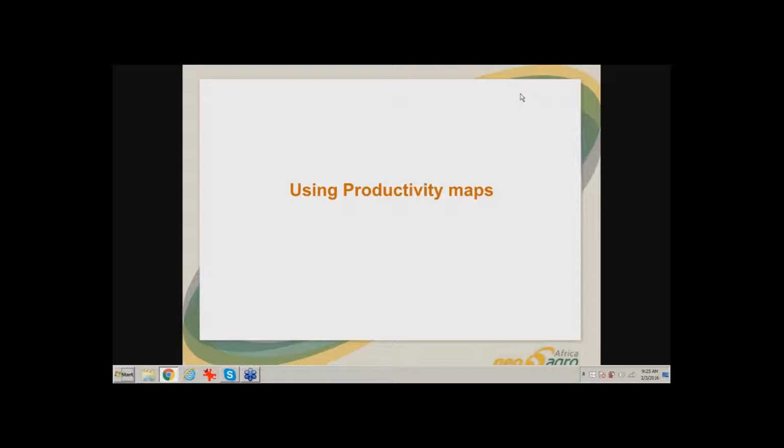So we know why variability is important, and how we determine that variability with productivity maps. Then we're going to see how we actually use those productivity maps.